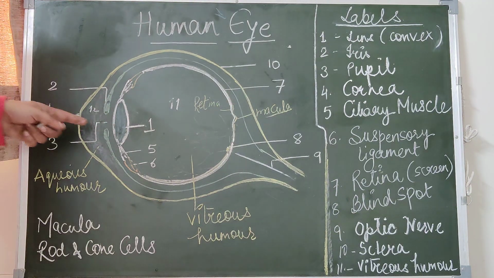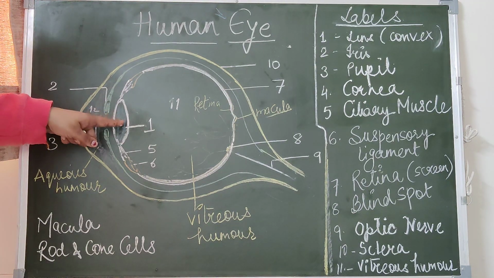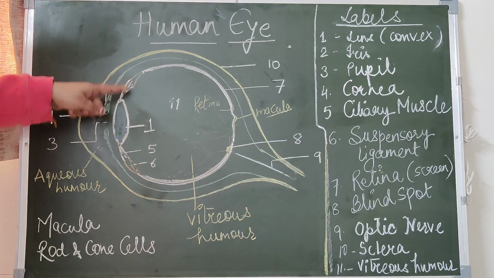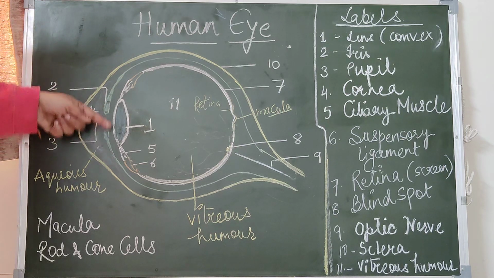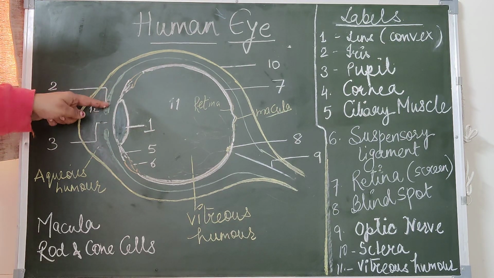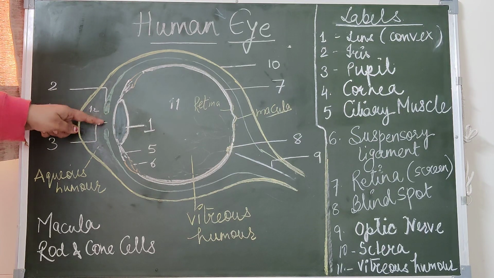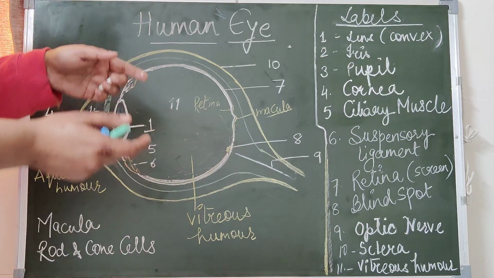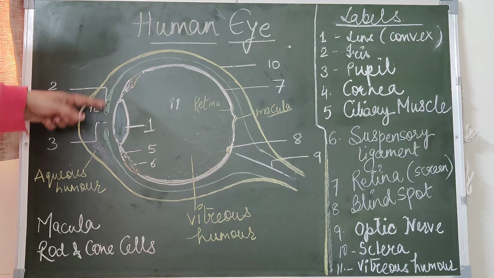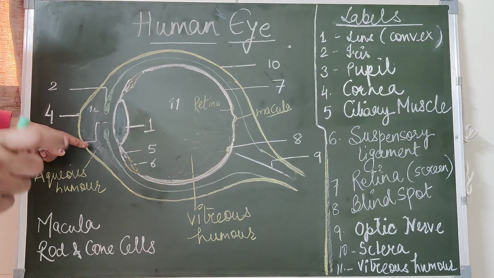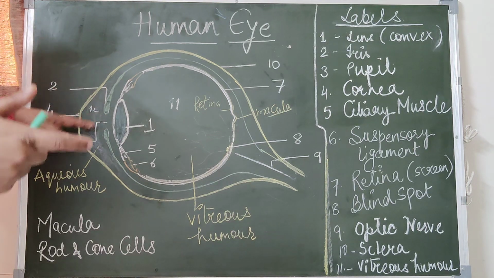Again, let us revise the thing. The human lens, the convex lens, is held up by ciliary muscles, then suspensory ligaments are there. Then in front of the lens, how much light should enter is decided by the iris. The pupil is the point from where the light is entering, so it becomes narrow, it becomes wide only depending upon the intensity of the light falling on the eye.